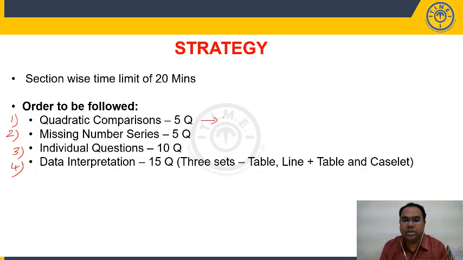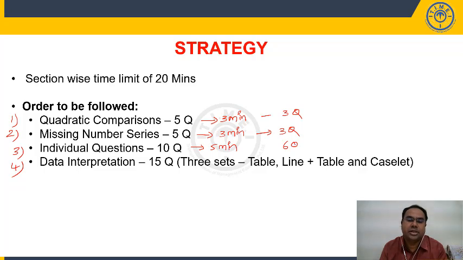Now spend some 3 minutes of time on these 5 questions. Out of these 5 questions you can easily answer 3 questions. Right, then missing number series, spend some 3 minutes of time. Out of these 5 questions you can easily answer 3 questions. Then spend 5 minutes of time on individual quant questions. I am saying you can easily score some 6 marks. So 11 minutes are over.